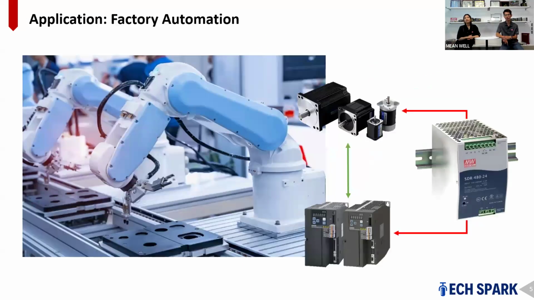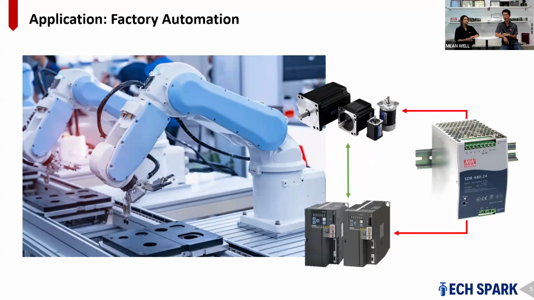And next up, we have an example application for factory automation using the SDR 480 24 volts with the current sharing and the peak load capability that you mentioned. So I'm curious, Harlan, why is it so important specifically in this application?